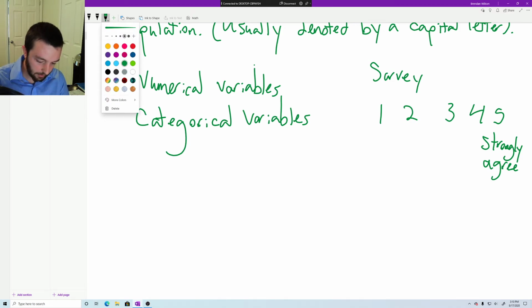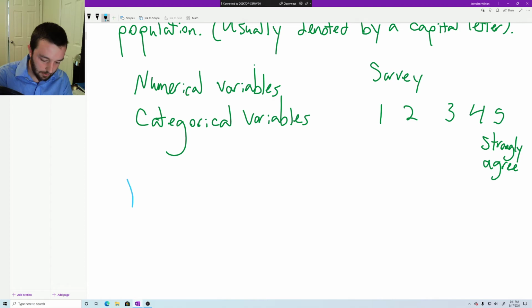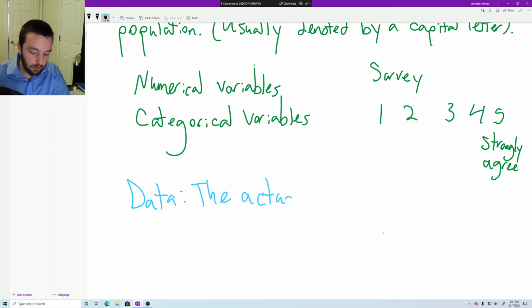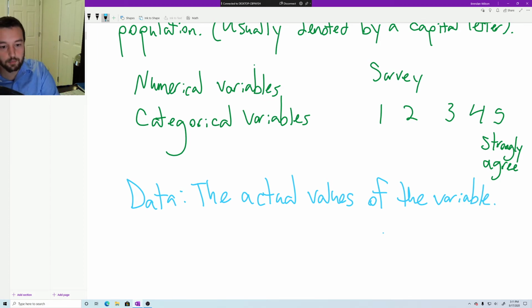The next one is a very important one. Let's see if this shows up well. Yeah, I think that shows up okay. Data. Okay, so data are the actual values of the variable. And this, at the end of the day, is ultimately what we're trying to figure out, or what we're studying, right? We are looking for data, and we're using data, we're studying data, right?